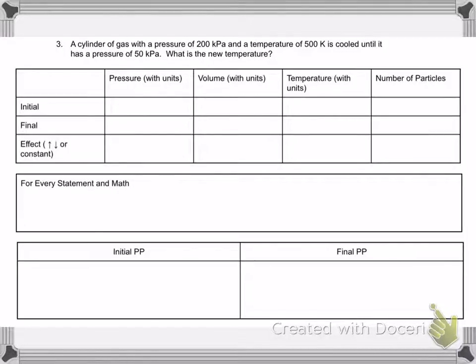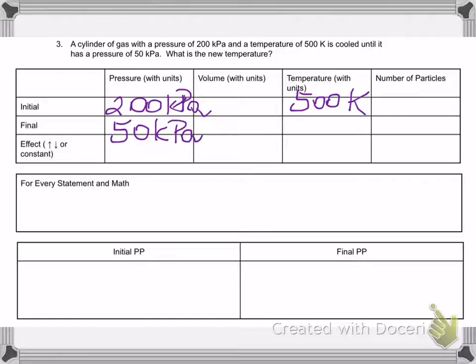I'm going to go ahead and fill in all the numbers that were given to me first. A cylinder of gas with a pressure of 200 kPa, so it does say that it's 200 kPa right there, and a temperature of 500 Kelvin, is cooled until it has a pressure of 50 kPa. So my final pressure is 50 kPa. What is the new temperature? So what is the final temperature? So that's the one I'm going to mark with X.